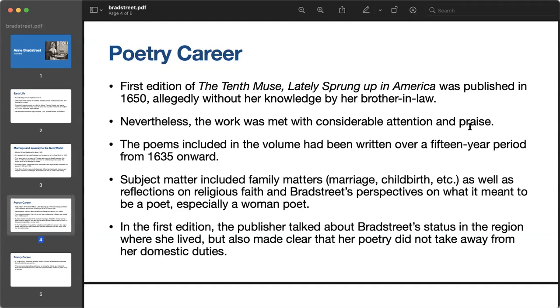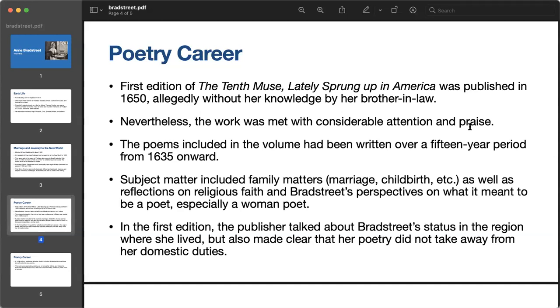And the poems that were included in this volume had been written over a 15-year period from 1635. So again, just about 5 years after she and her family had moved to America, until about 1650, when she completed this volume. And the subject matter really demonstrates the fact that despite the fact that she was married, despite the fact that she had all of these constraints on her time, she drew inspiration from those things.